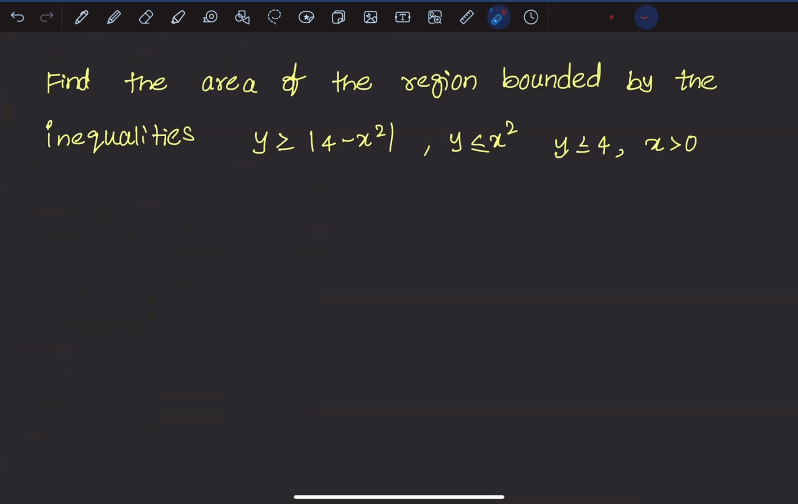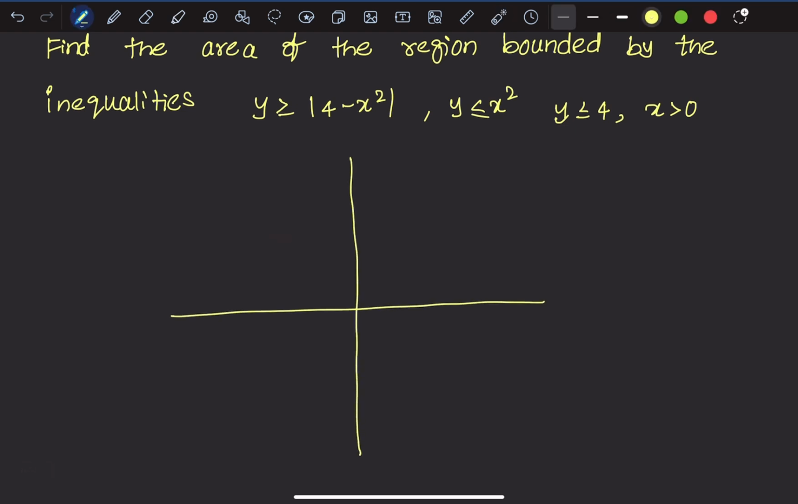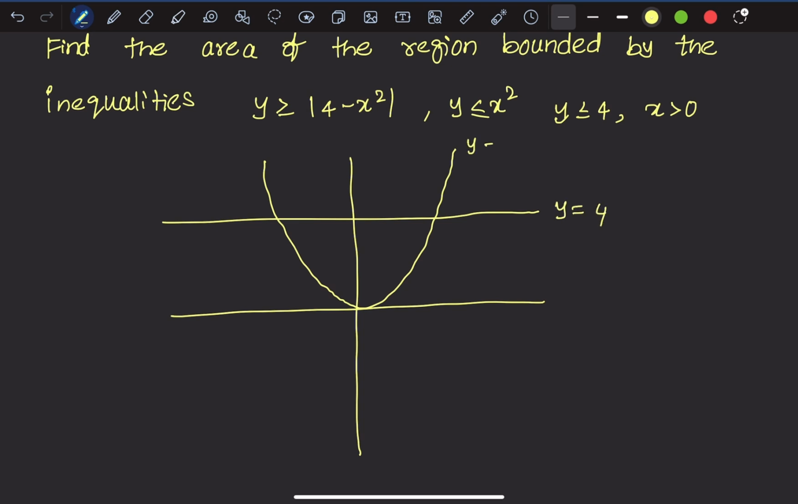So your next question is from the topic definite integration and areas. You have to find the area bounded by this particular region. So let us draw the graph. This is your x-axis, this is your y-axis, and you have y is equal to x square here, and y is equal to 4 here. Y is equal to x square, and x is equal to 0. So x is equal to 0 is your y-axis, alright, and y greater than or equal to 4 minus x square. So at x is equal to 0, y is equal to 4, and the graph goes something like this. And so this is y is equal to 4 minus x square.